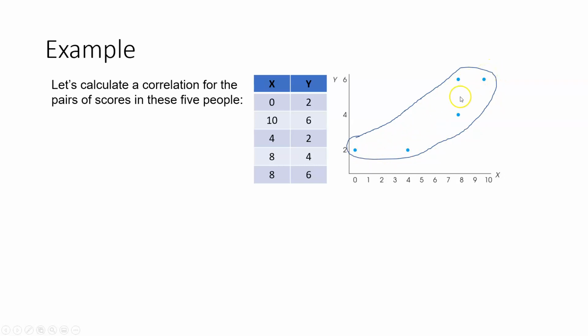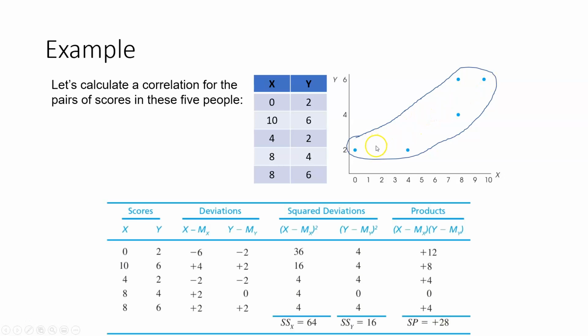We could also make a guess about how strong a correlation we think this is. These seem modestly spread out along the group, and so we might say this is something like, I don't know, 0.6 or something like that. 0.7 maybe, I don't know. All right, now let's go through the process of computing the R.